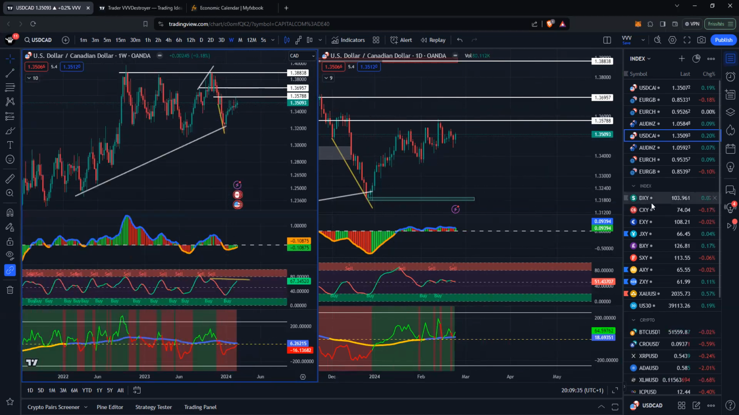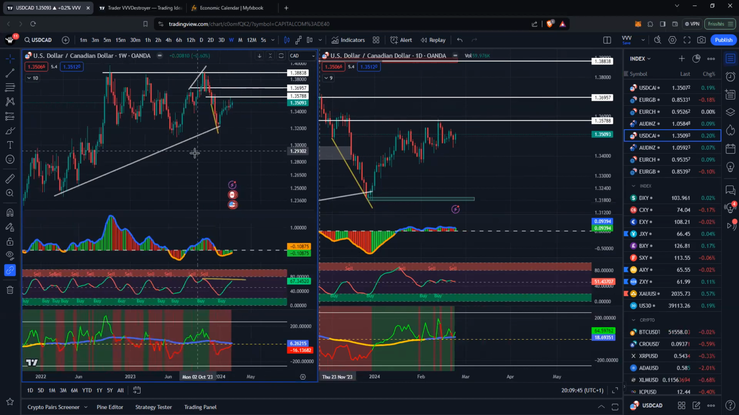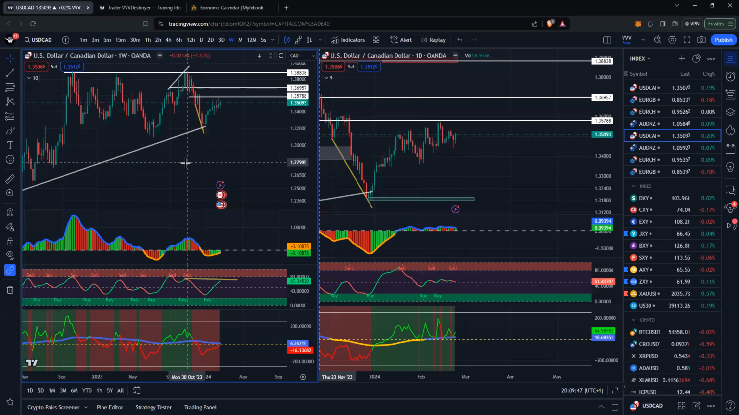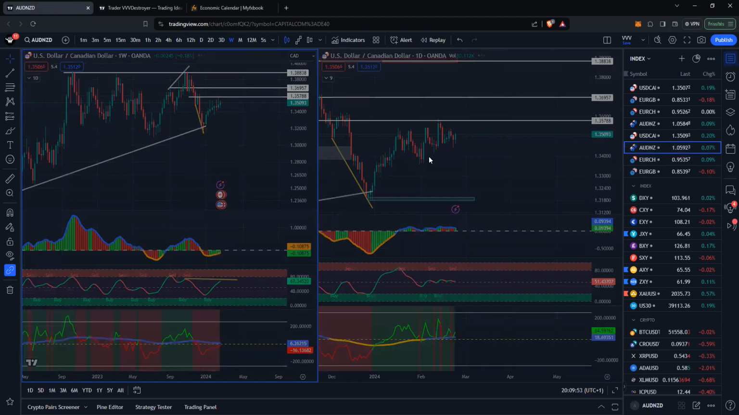But as we choose the currencies on the DXY, CXY, AXY, you're going to see that it's just not looking bullish at all. Okay, so that's something different that we are looking for. Right, that's USD CAD. How about NZD?